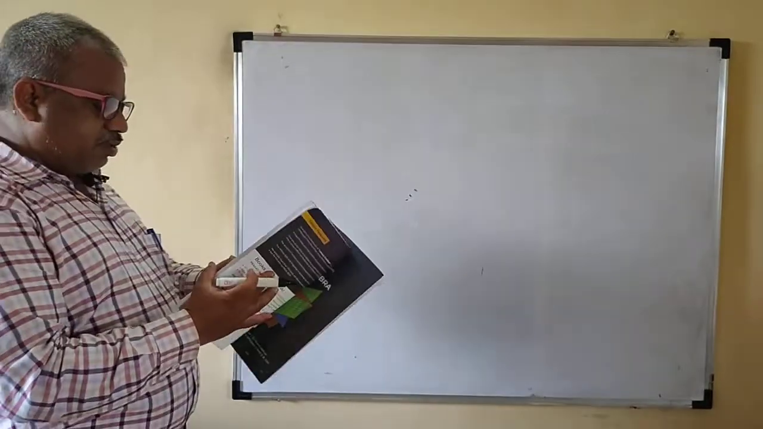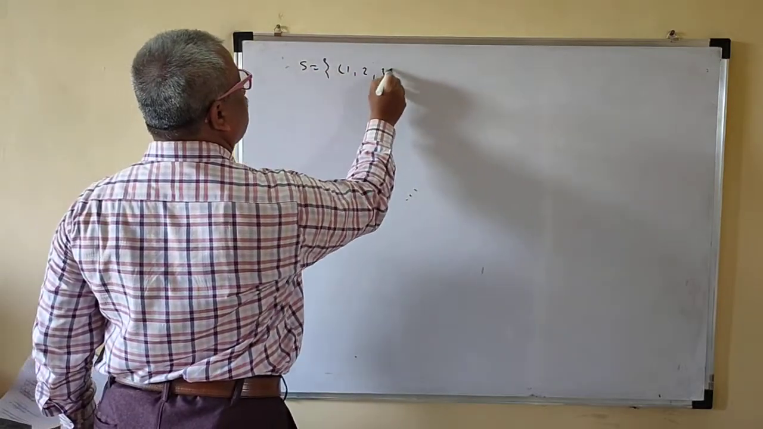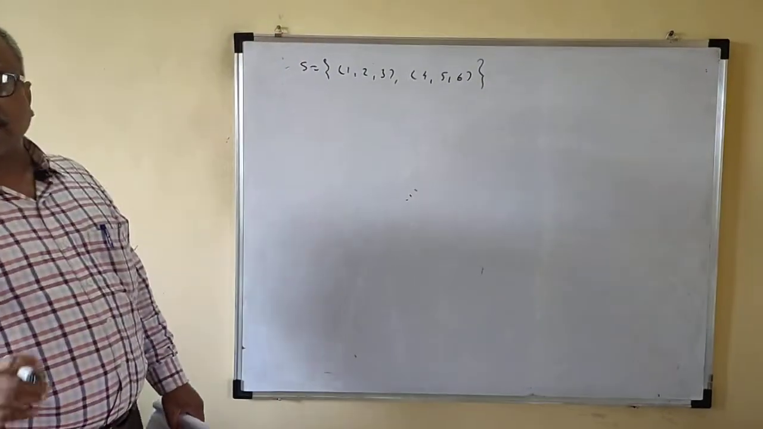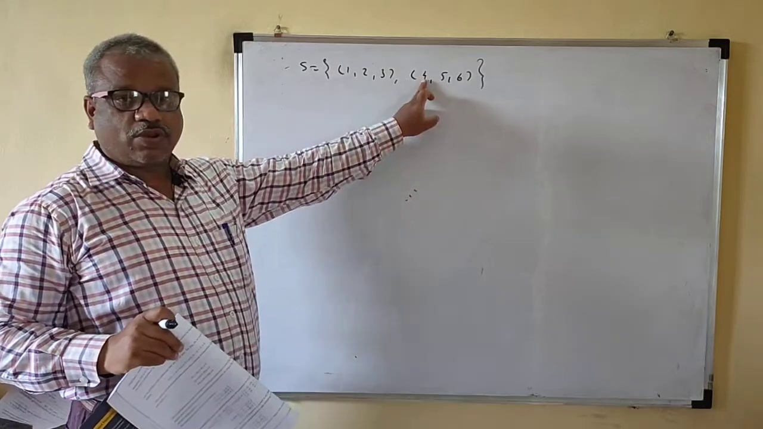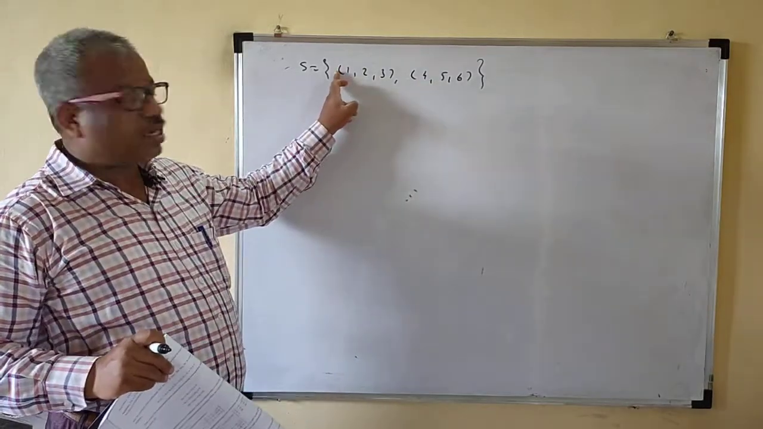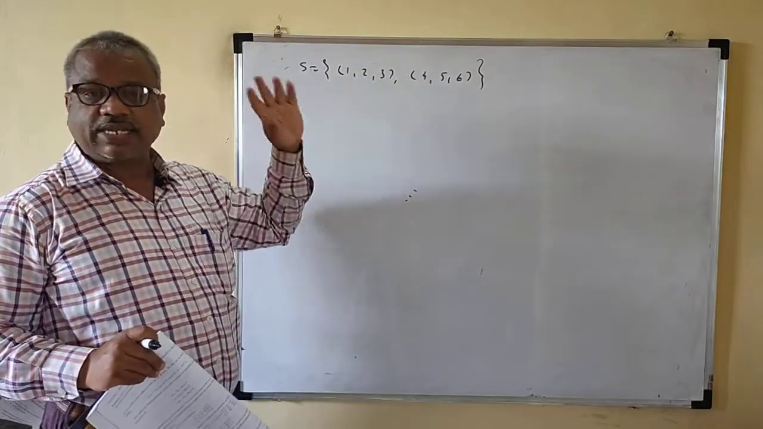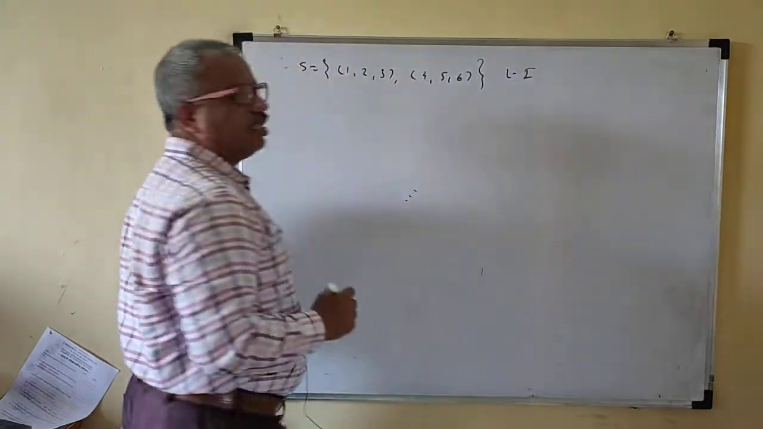Suppose S is equal to, suppose like this, 1, 2, 3 and 4, 5, 6. This is a set containing two vectors. Check whether you want 4 here. If you multiply by 4 here, you get the first component, but you do not get the second component. That means no vector is a scalar multiple of the other. So this set is linearly independent.